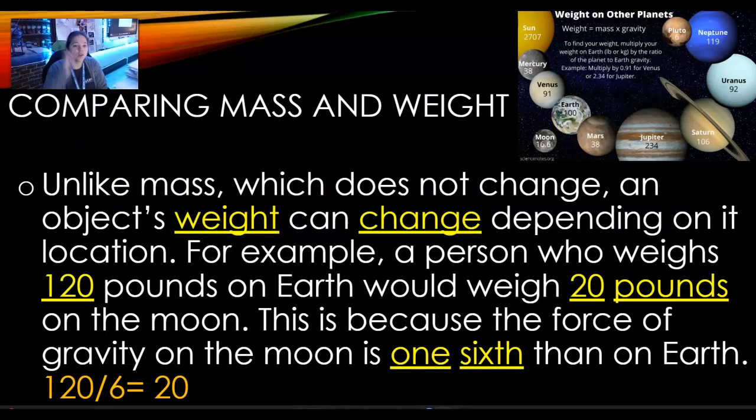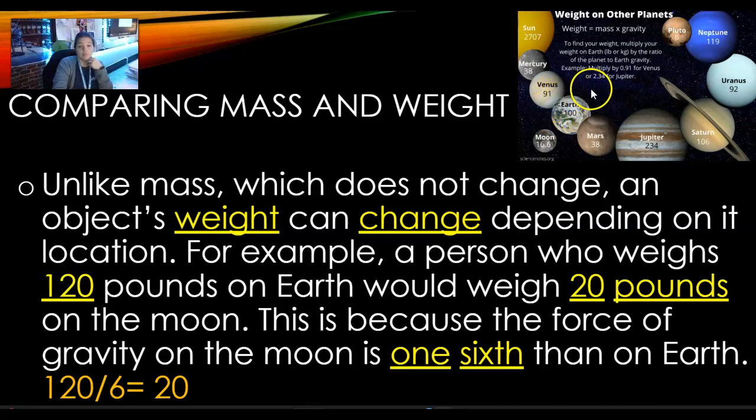All right, so comparing mass and weight. Unlike mass, which does not change, I've stated this, an object's weight can change depending on location. For example, a person who weighs 120 pounds on Earth would weigh 20 pounds on the moon. It's because the force of gravity on the moon is 1/6 of that of the Earth. So it'd be 120 divided by 6. It means you'd only weigh 20 pounds. And as you can see, I just wanted to show a really neat comparison.